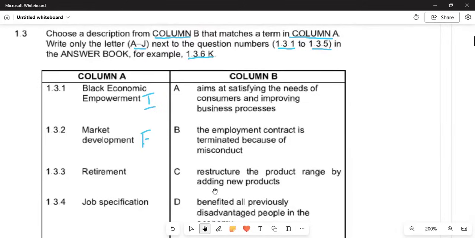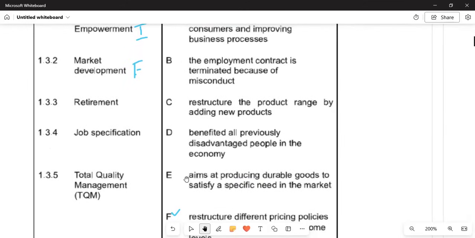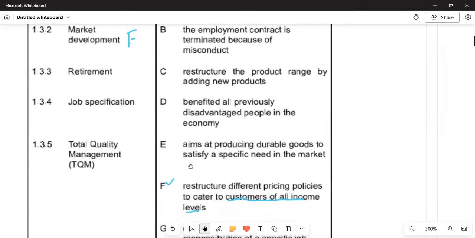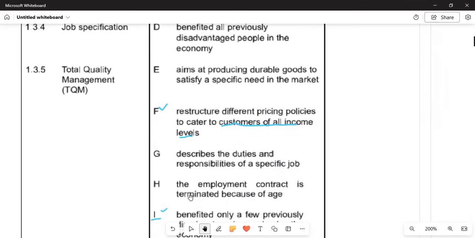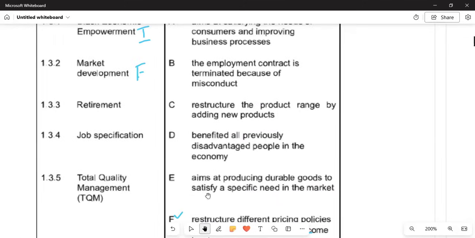So now we are moving on to retirement. With retirement, we are trying to see which one is going to match it. If you can see the age, that is where the employment contract is terminated because of age. So it matches, because when you retire, your contract is terminated because of age. So age is the correct answer.